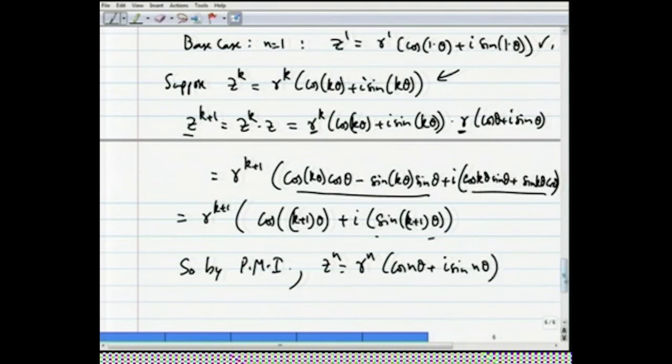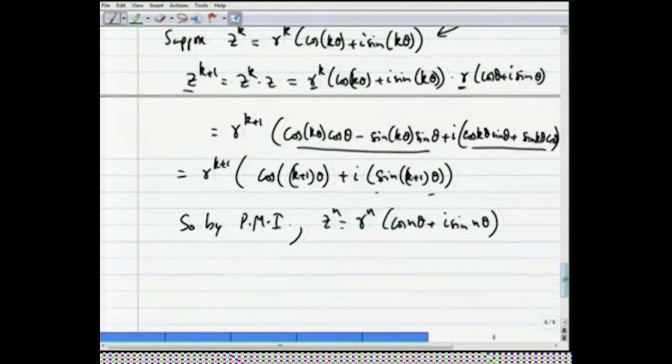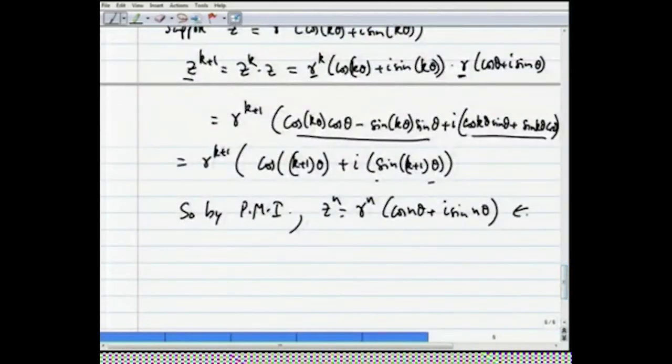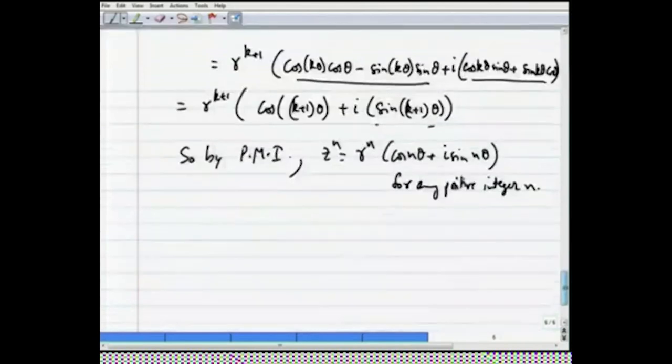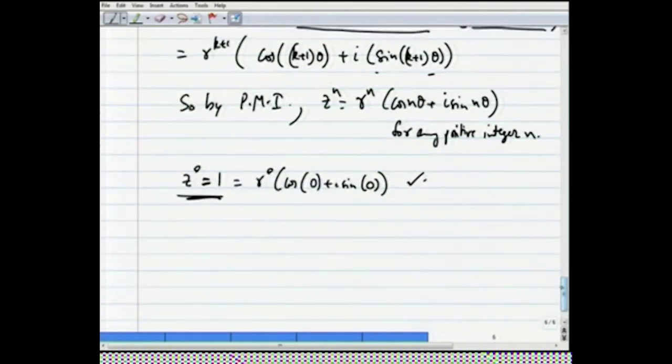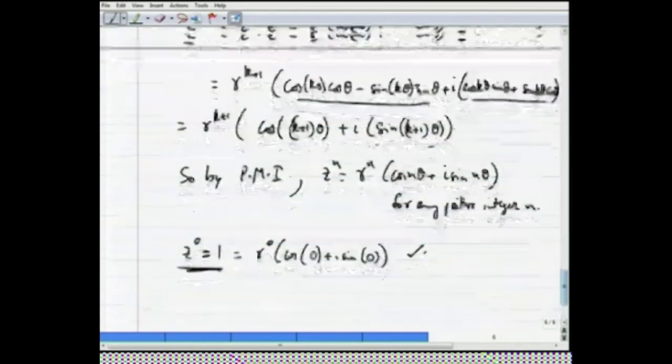So this statement is true for any positive integer n. It is also true for negative integers and 0. Well, z power 0 by convention is 1, and so that will tally with r power 0 cosine 0 plus I sine 0. So this is by convention, and this is true for n equals 0. So the statement that z power n is r power n cosine n theta plus I sine n theta is true for n equals 0.